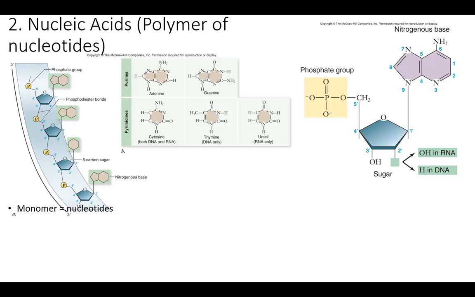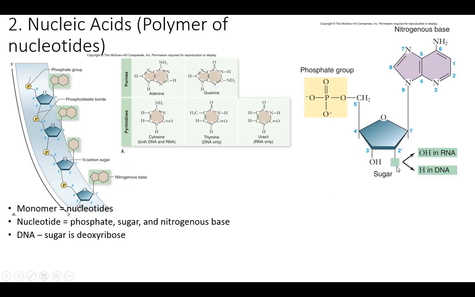Okay, so nucleic acids then are another type of polymer, and their monomer is called a nucleotide. And this structure right here to the right is a nucleotide. Okay, a nucleotide is made of a phosphate molecule. That's this in yellow. A sugar. That's this ring structure here. And then a nitrogenous base. So a base, if it's not an acid, it's a base, and it has lots of nitrogen in it.